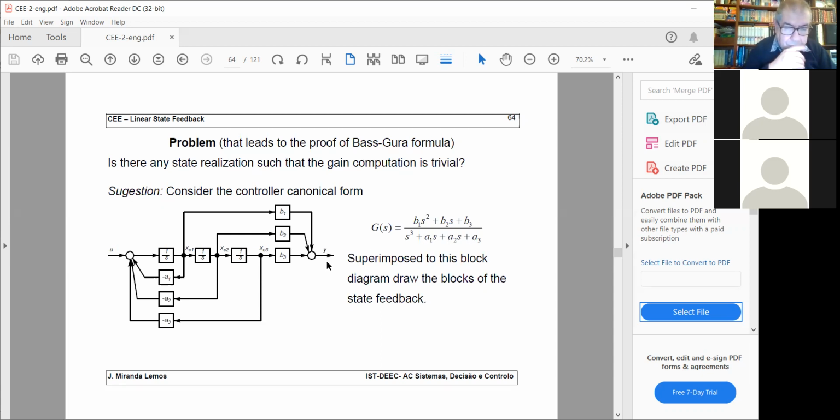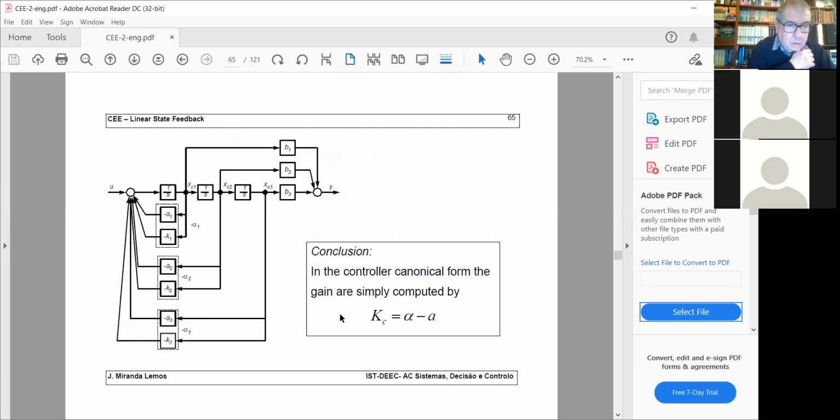Now, let's suppose you have here the states xc1, xc2, xc3. Now, let's do a feedback of this state xc. The C means that it's the state associated to the controller canonical form. Of course, you can write the state equations in this case. So if you write it, what you do? You do a feedback of xc1 by minus k1, feedback of xc2 by minus k2, and so on.